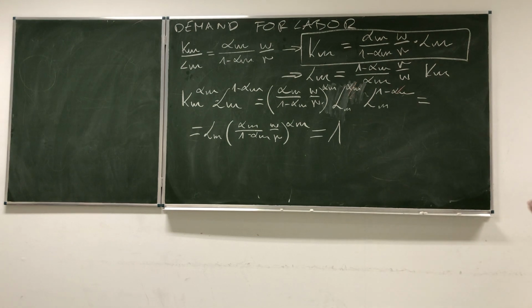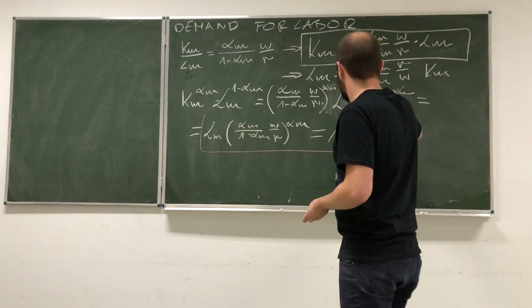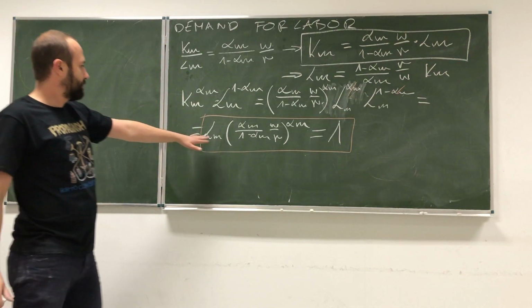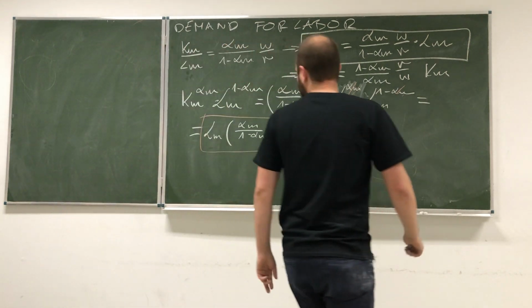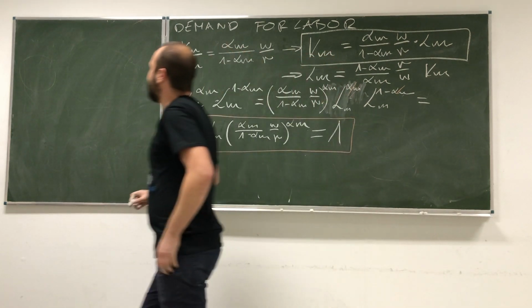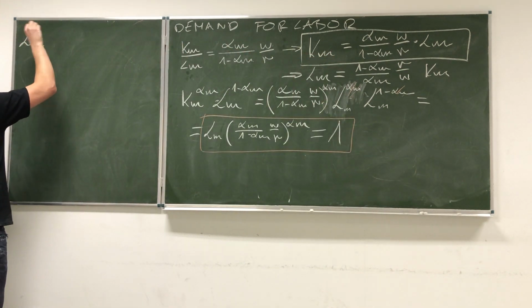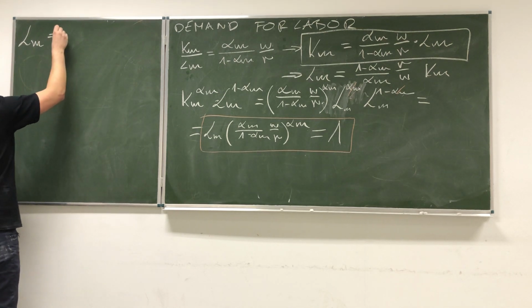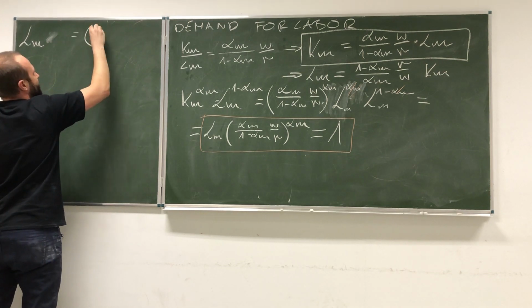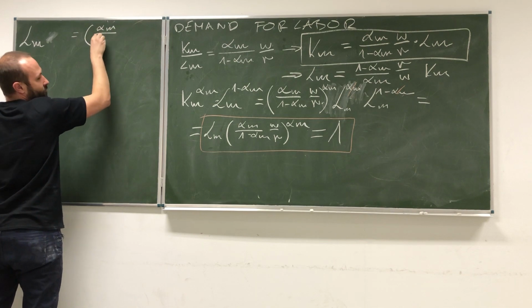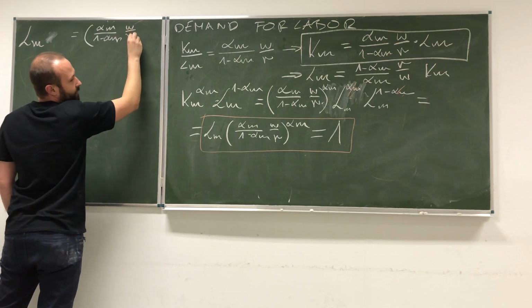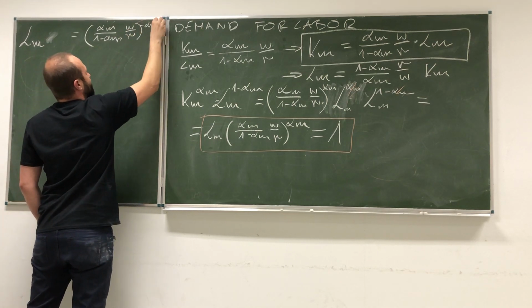And look, let's focus our attention just on this part. I can easily solve this for labor. I'm sorry, I just need to divide both sides by this. So I get that Ln is equal to alpha m over 1 minus alpha m, W over R, to the power negative alpha m.